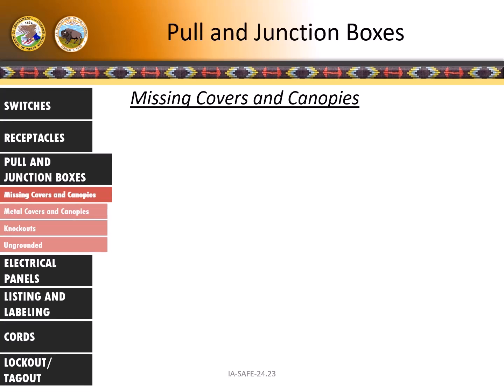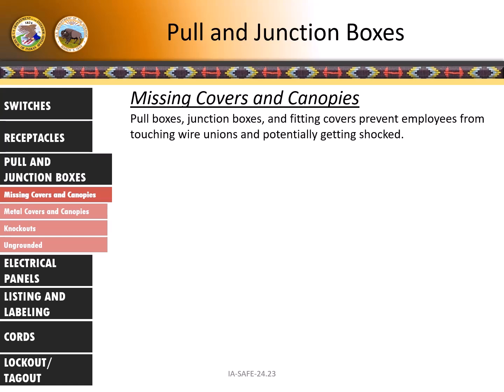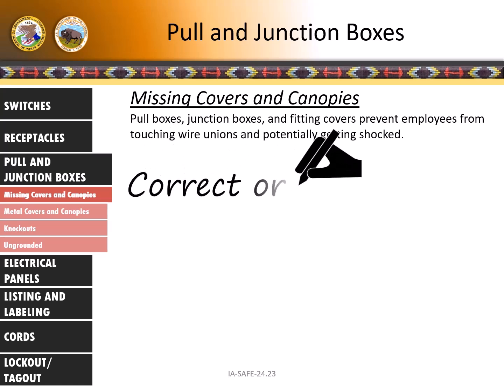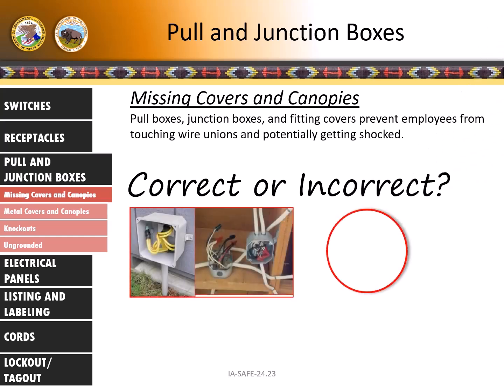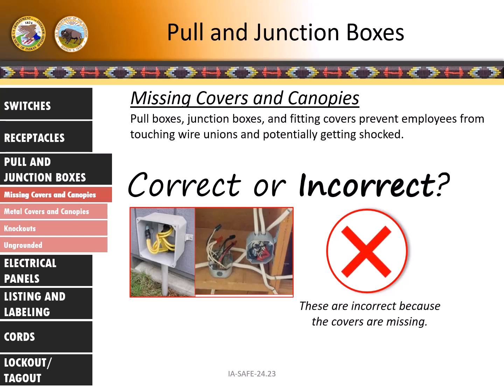Missing covers and canopies. Pull boxes, junction boxes, and fitting covers prevent employees from touching wire unions and potentially getting shocked. Are these examples correct or incorrect? These are incorrect because the covers are missing.